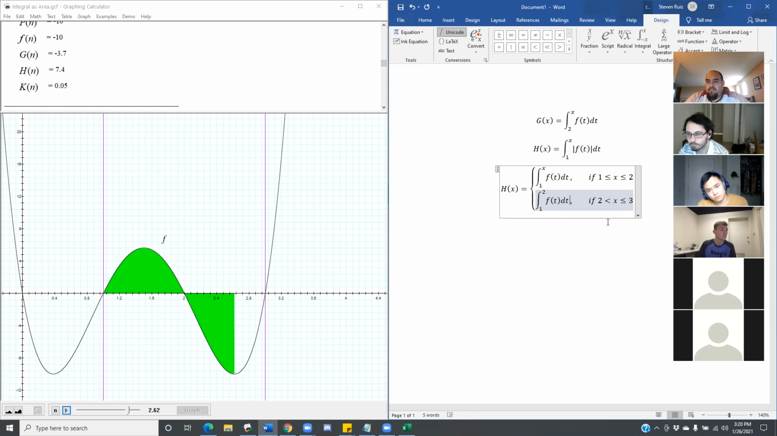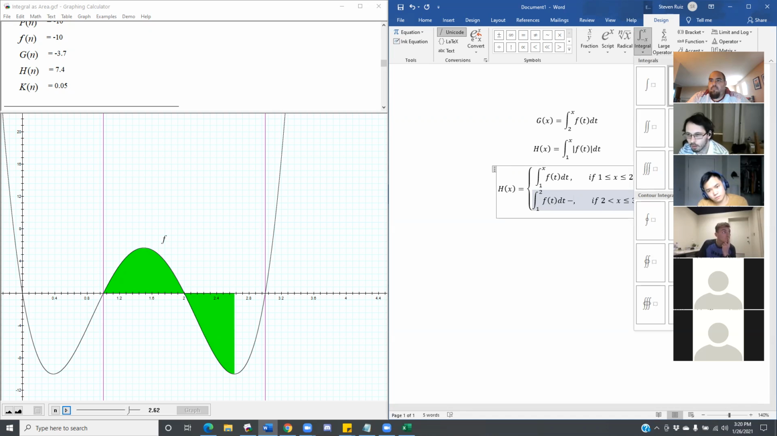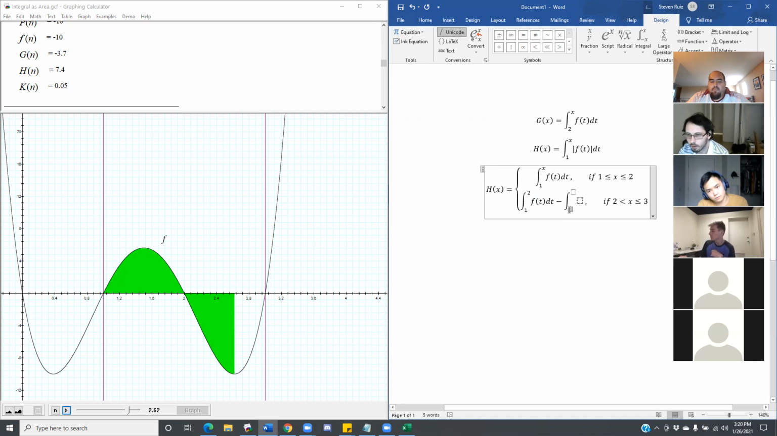Would you do minus the integral from 2 to x of f of t dt? Let's take a look. Minus the integral from 2 to x of f of t dt. All right. What do we think about this, everyone?